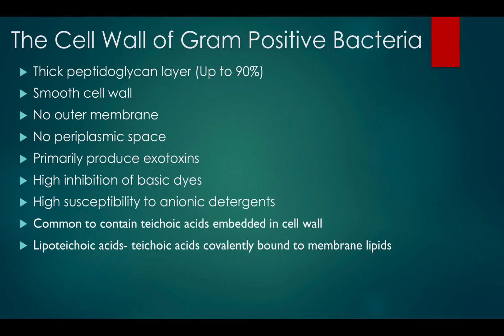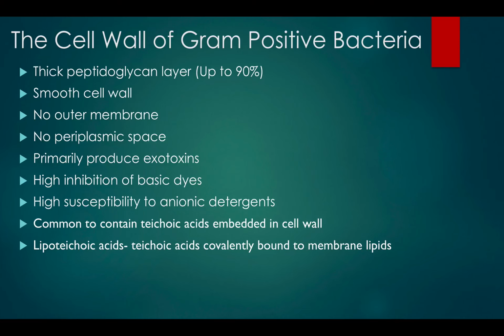Now moving on to the cell wall of a gram-positive bacteria. So gram-positive bacteria have a very thick peptidoglycan layer. It makes up about 90% of the cell wall. The cell wall is also very smooth. It doesn't have an outer membrane, and it doesn't have a periplasmic space.